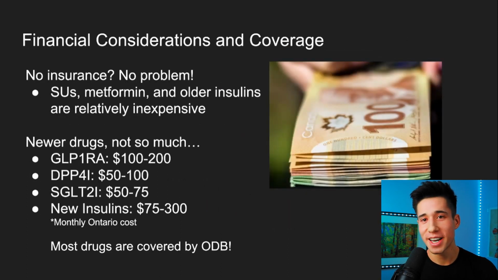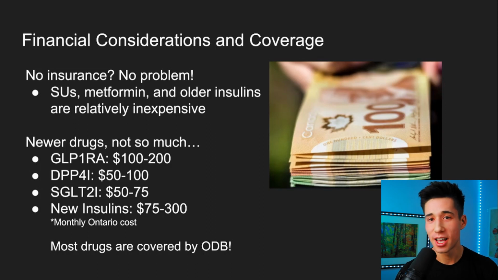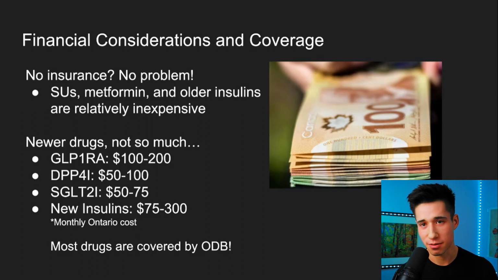Let's talk about financial considerations and coverage now. So no insurance, no problem, right? When it comes to a patient who does not have great coverage options, you're going to want to consider an older agent like a sulfonylurea, metformin, or an older insulin. These drugs are all relatively inexpensive. When it comes to the newer drugs, these drugs are all more expensive. Not as many generic options are available. So like our GLP-1 or DPP-4, our SGLT2 or insulins, these drugs are all very expensive.